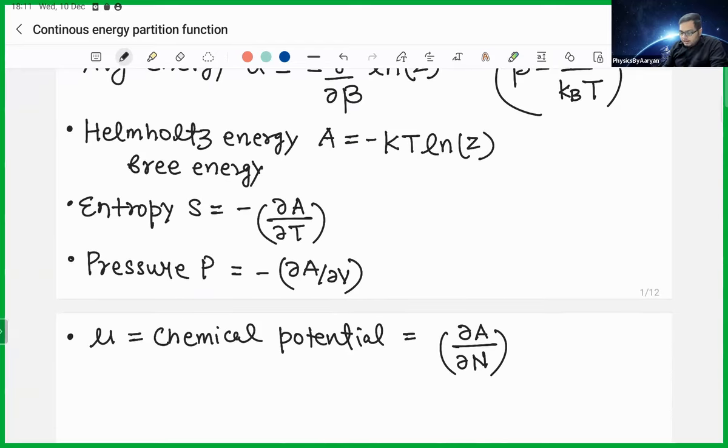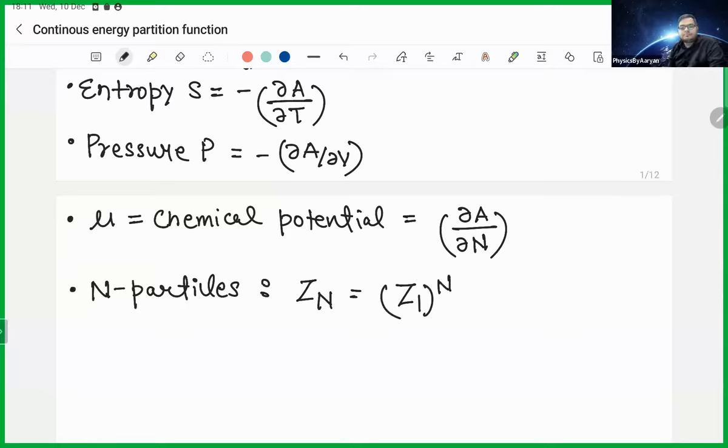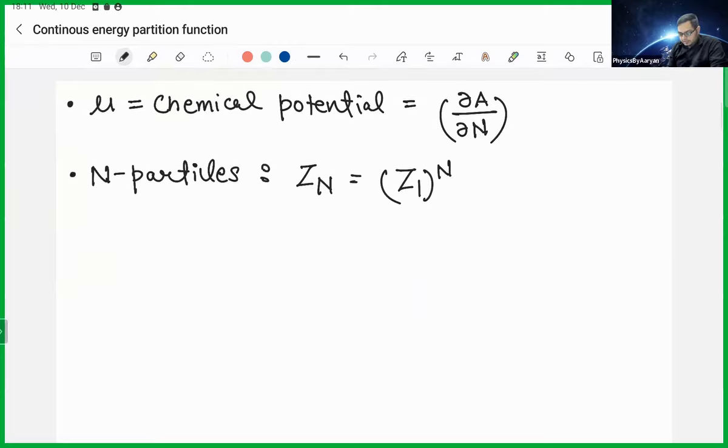Another interesting fact is that if your system has n particles, and you find the partition function for just one particle, then for n particles all you need to do is raise it to the power n. So you don't have to write a full Hamiltonian for all the particles. Instead, find the partition function for one particle, and then raise it to the power n, and you will find the partition function for n particles.